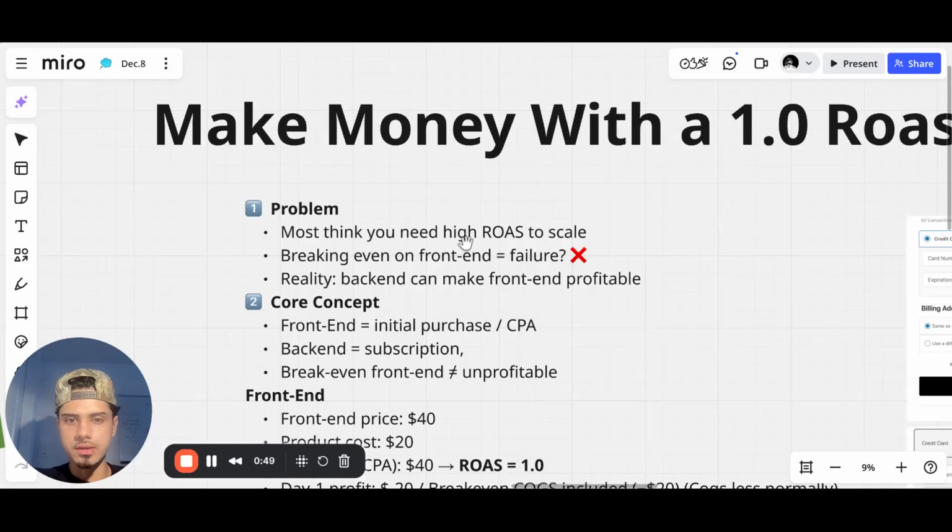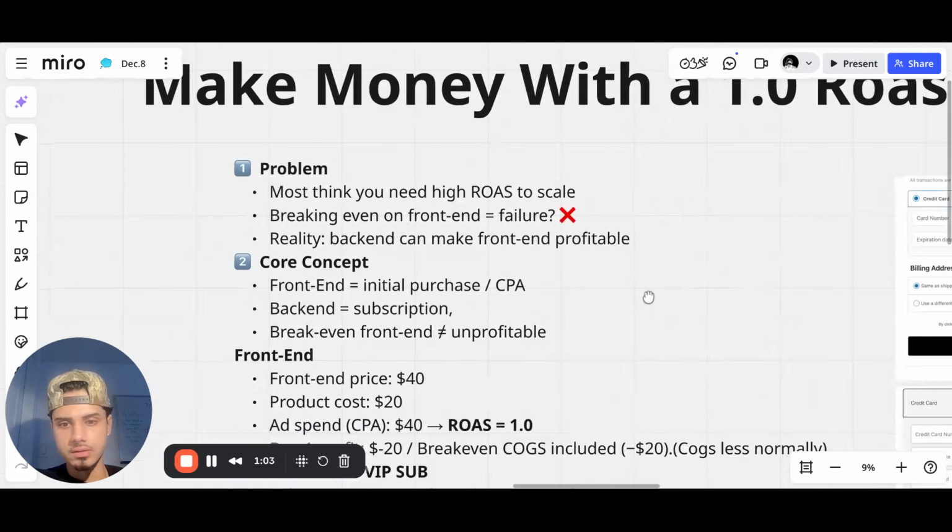So first, people think you need a high ROAS to scale, and they think break even is a failure. But if you have a back end that makes profit, your front end could be really bad. Even a 1 ROAS could be seen as a winner if your backend is that good with subs.